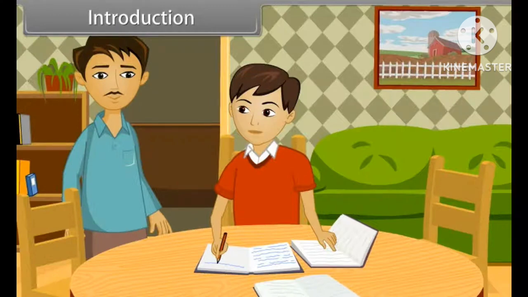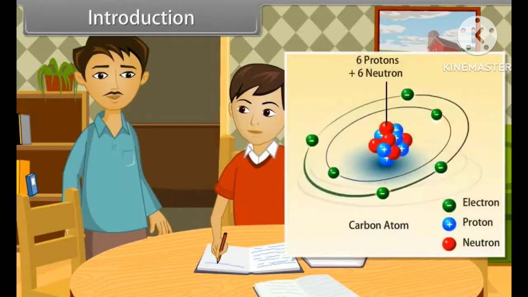Okay, Dad. What kind of materials are there in the atoms? Atoms consist of electrons, protons and neutrons, and a central core which is called the nucleus. It sounds interesting. Can you tell me more of it? Yes, Rohit. In this lesson, you will study the structure of the atom.